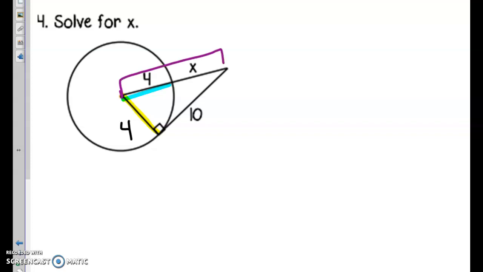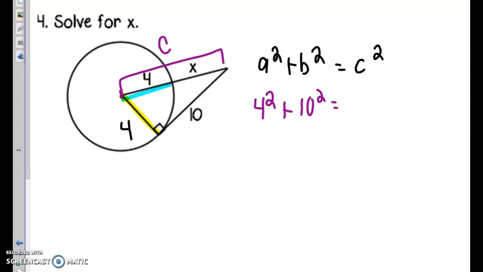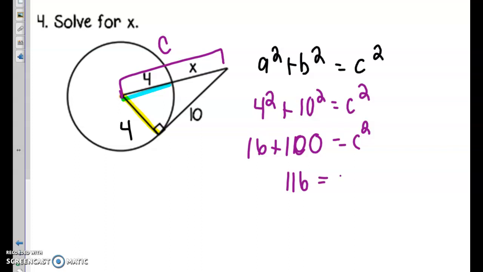So we know it's a right triangle. We're going to use the Pythagorean theorem. A squared plus b squared equals c squared. I'm going to call this whole hypotenuse, let's just call it c. So that way it fits right into the formula. So 4 squared plus 10 squared equals c squared. 16 plus 100 equals c squared. 116 equals c squared. Now we need to take the square root of both sides, and we're going to get that 10.77 equals c.